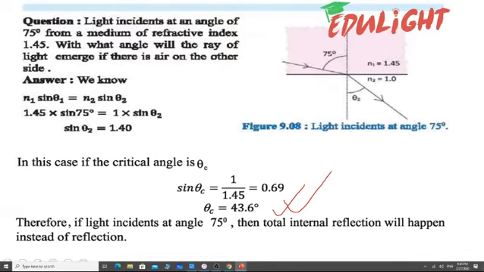There has been given an incident... This had been a tricky question, but it can be solved. When light is incident at an angle of 75 degrees from a medium of refractive index 1.5, with what angle will the ray of light emerge if there is air on the other side?